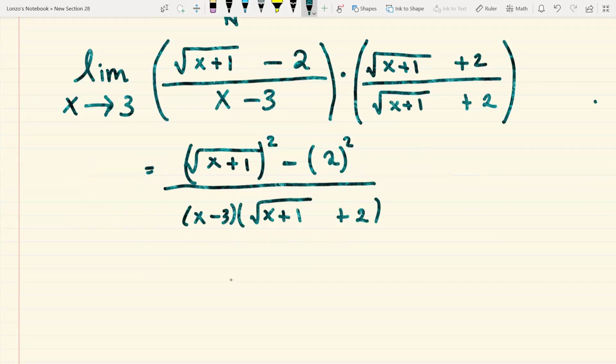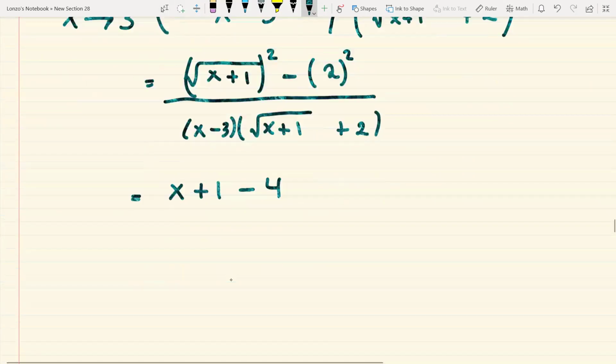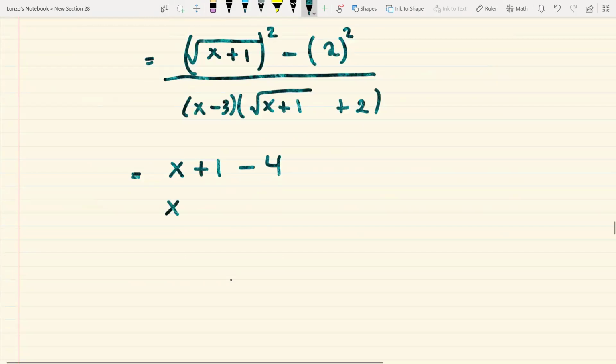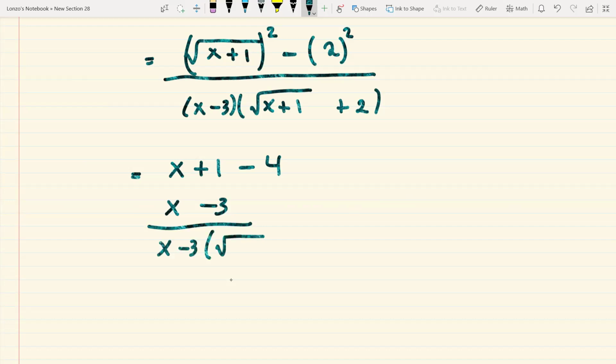Okay. So on the top, square root of x plus 1 squared, that is when you square a radical, the radical disappears. Minus 2 squared is 4. And if you simplify that, that would be 1 minus 4 is -3. Okay. And then on the bottom, you're just left with x minus 3 times square root of x plus 1 plus 2. And you'll see why I left that at the bottom, because now what do you see that cancels?